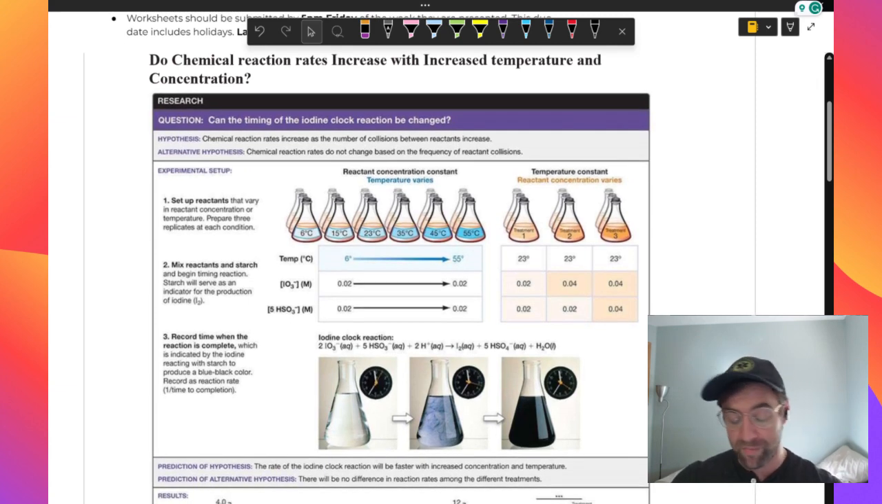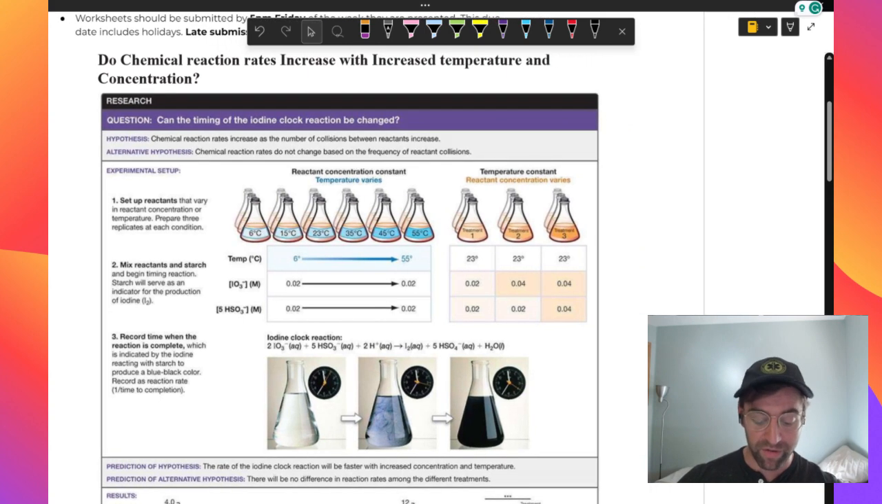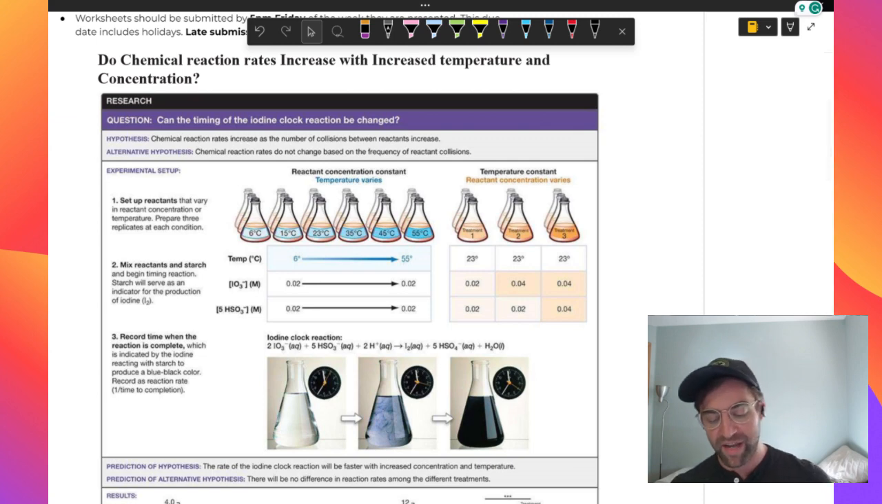I don't know if you'll have an opportunity to do this in lab as part of your class, but I hope you do. It's very cool. So the question is, can the timing of the iodine clock reaction be changed? Our hypothesis is yes, chemical reaction rates increase as the number of collisions between reactants increase. An alternative hypothesis would be that chemical reaction rates do not change based on the frequency of reactant collisions.